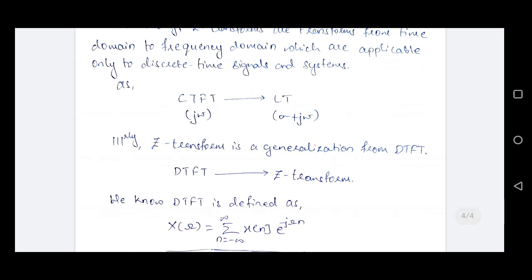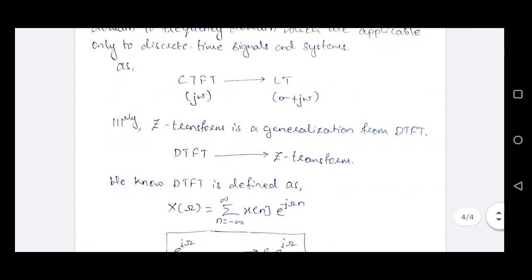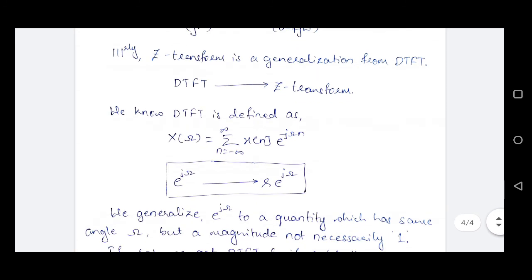The Laplace transform is the generalization of the continuous time Fourier transform, and the variable used in the continuous time Fourier transform was j omega only, which is generalized to sigma plus j omega in the Laplace transform. Similarly, the Z transform is the generalization of the discrete time Fourier transform. So to define the Z transform, we'll consider the definition of the discrete time Fourier transform, which we studied in module 4. The DTFT X of omega is defined as the summation from n equals minus infinity to plus infinity of x of n e to the power minus j omega n.